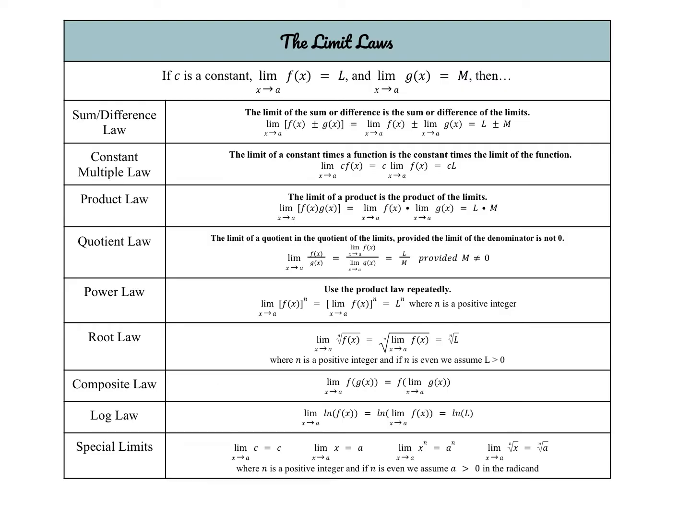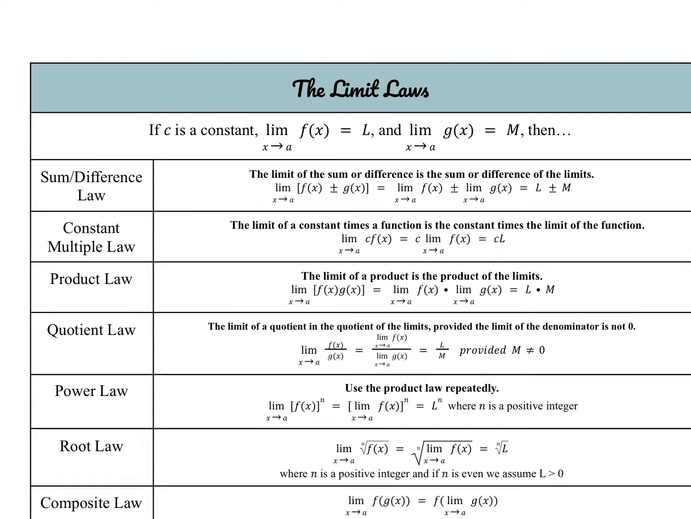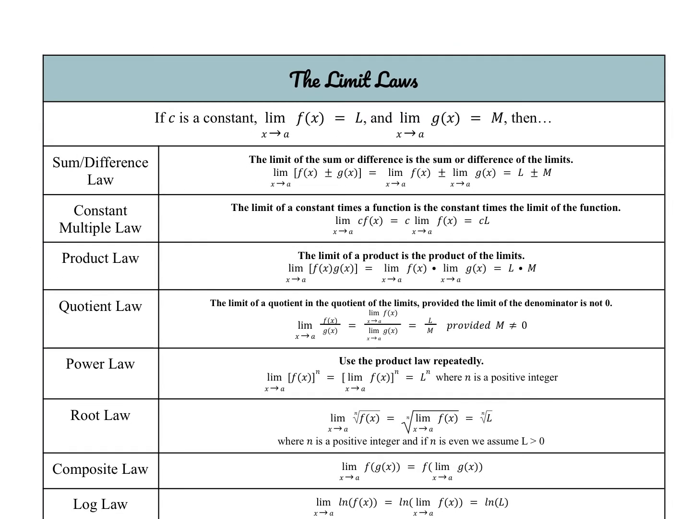But again, once we've actually found what the limit is, our answer should just be that value. All right, so now let's take a look at our limit laws. I know it looks like a lot, but really they're pretty intuitive, so it's not necessarily things that you need to memorize as long as you understand them. So first, we are defining c as a constant. The limit as x approaches a of f of x is L, and the limit as x approaches a of g of x is M.